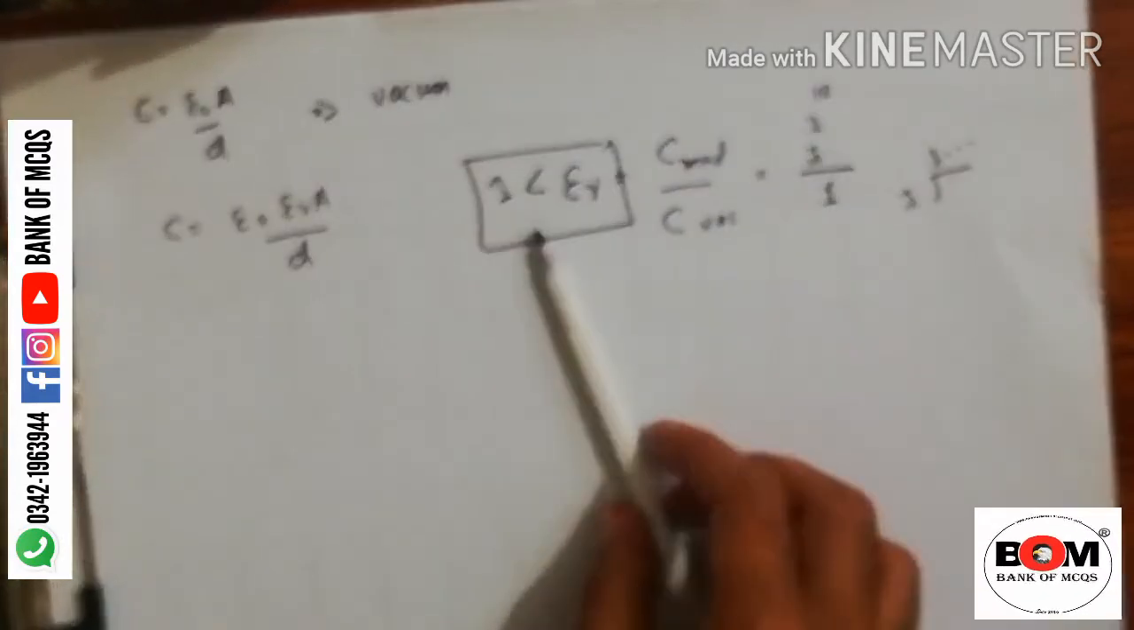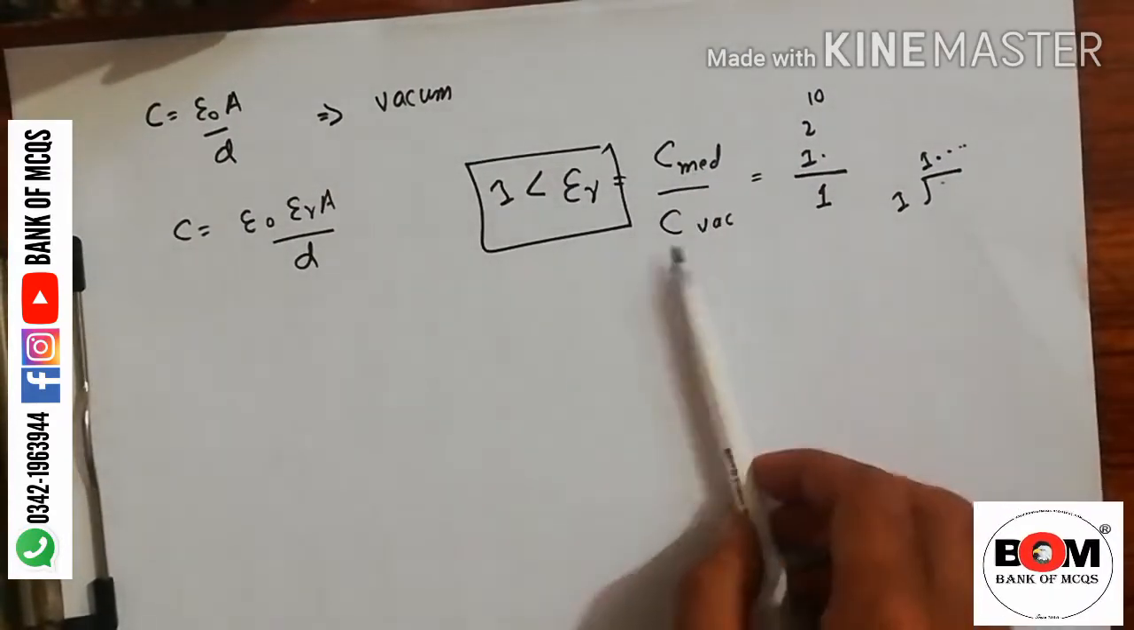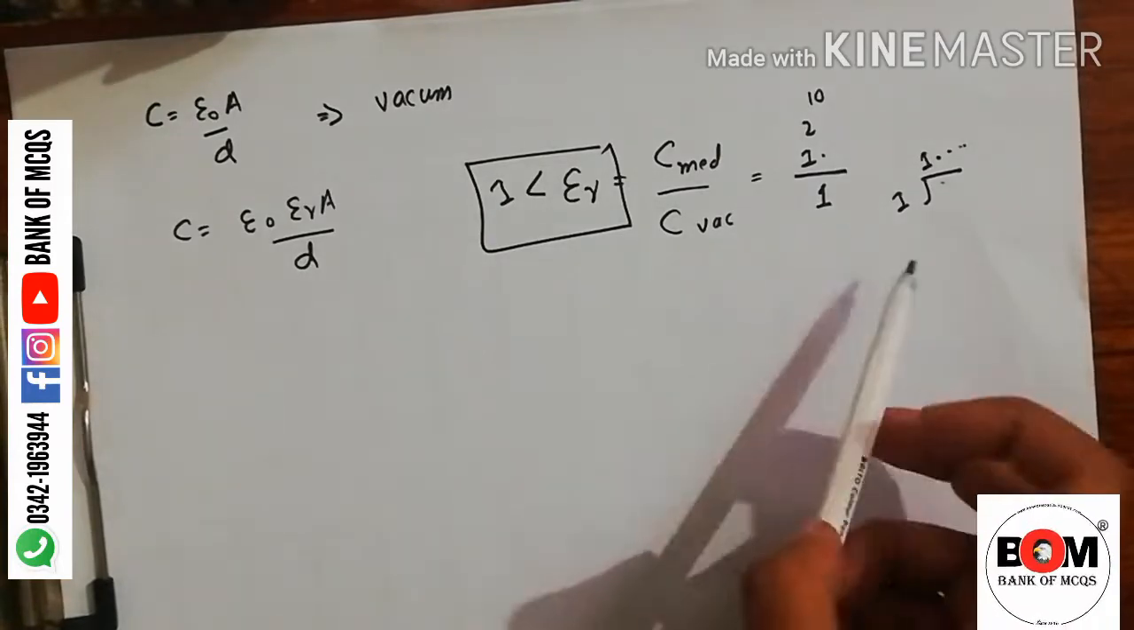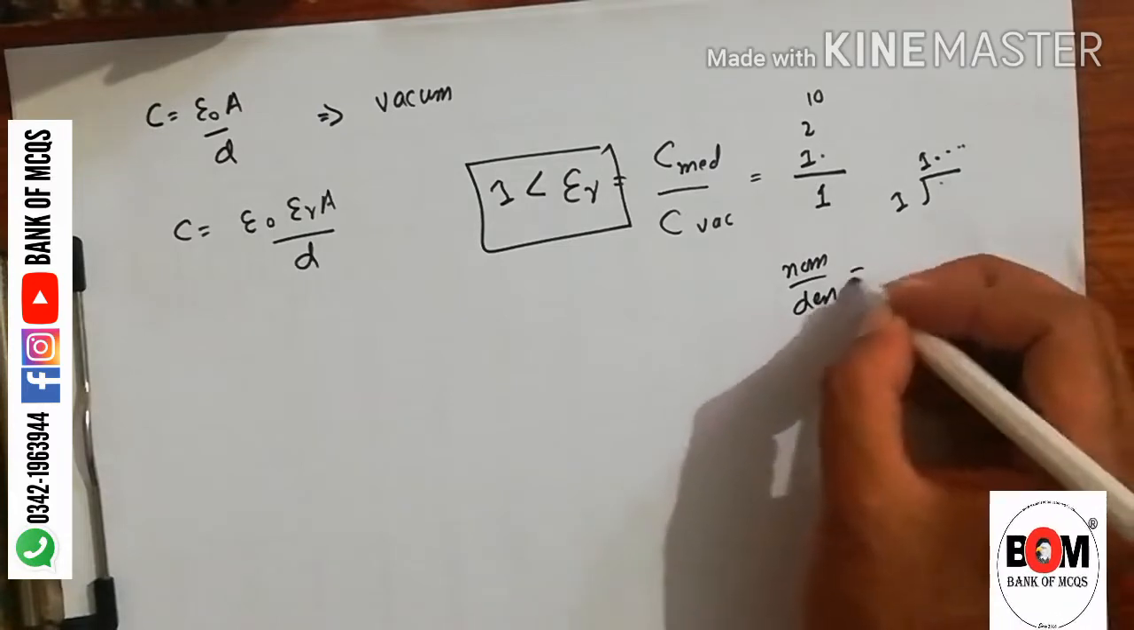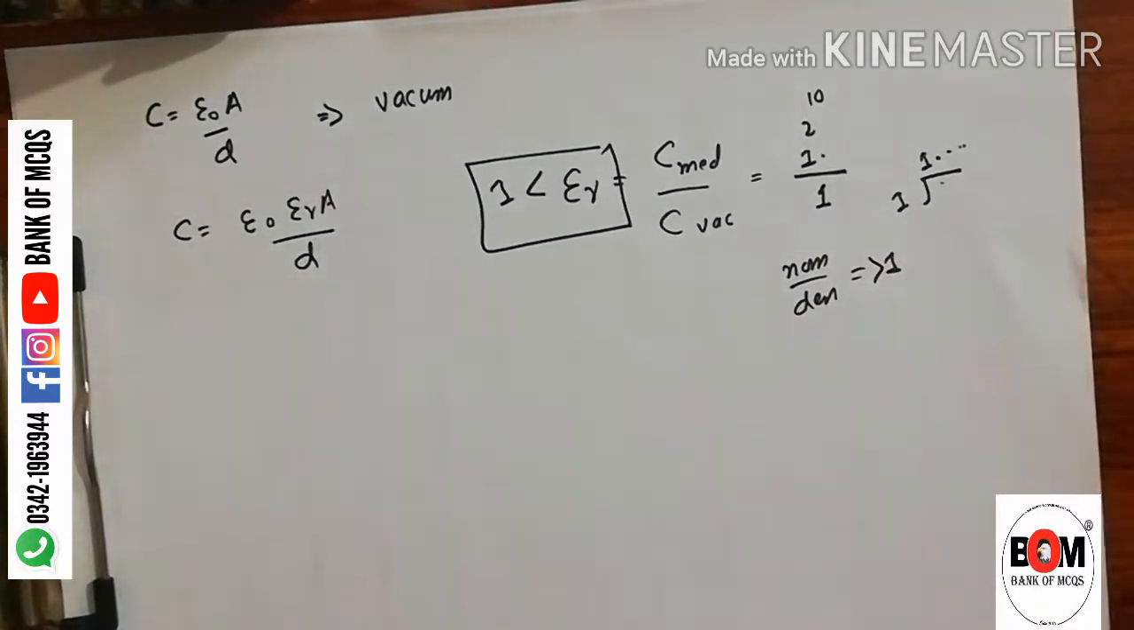ER value is always greater than 1. Why? Because C medium is always greater than C vacuum. If the numerator is greater than the denominator, then this value is always greater than 1.